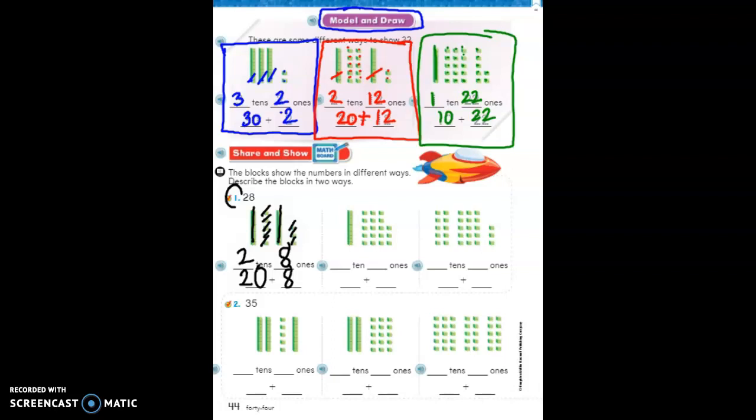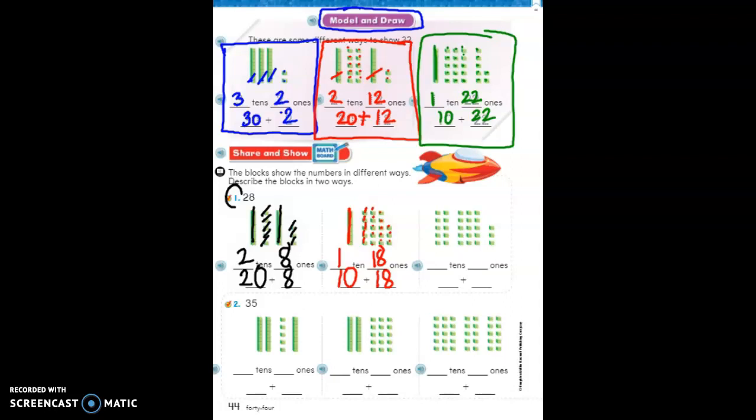Now let's look at the next one. I see 1 ten here. 1 ten. Now I have to count the ones. 1, 2, 3, 4, 5, 6, 7, 8, 9, 10, 11, 12, 13, 14, 15, 16, 17, 18. The value of that 1 ten is 10, and the 18 ones stay the same. The ones, the value is the same.